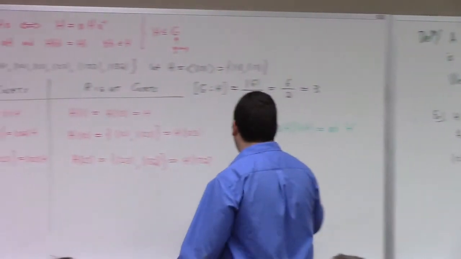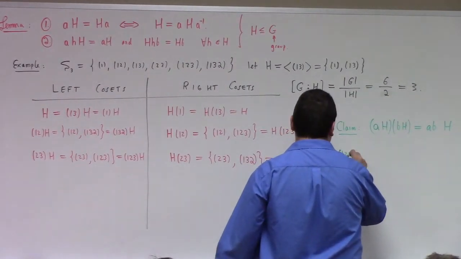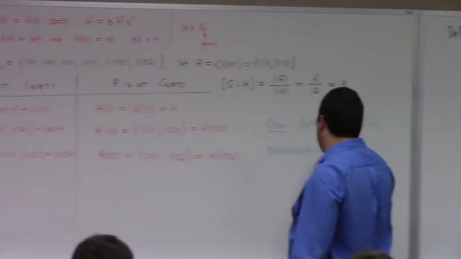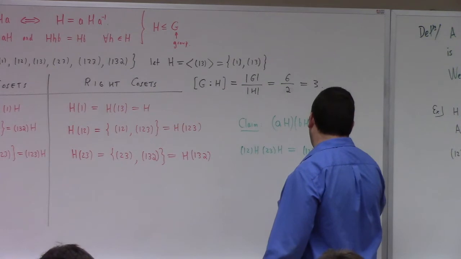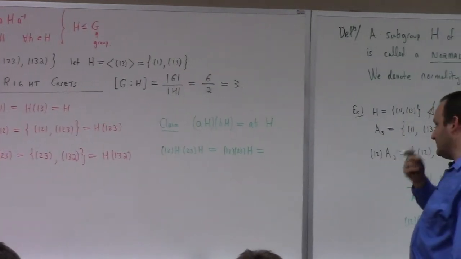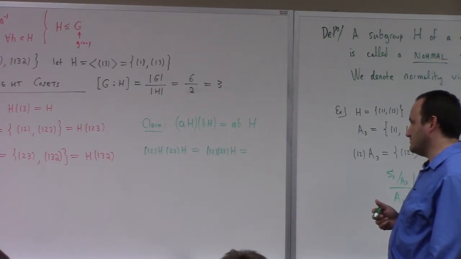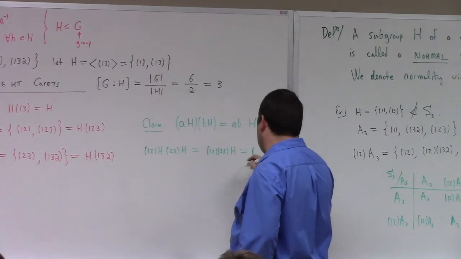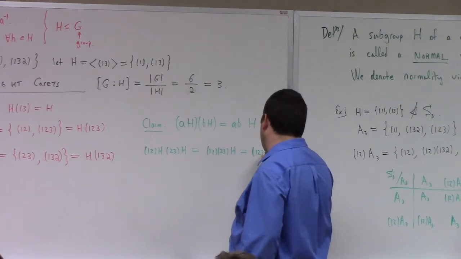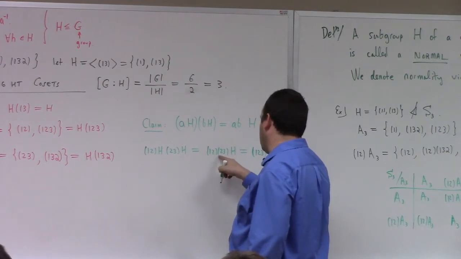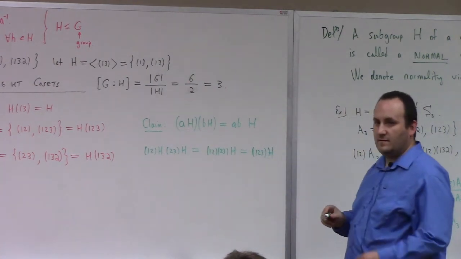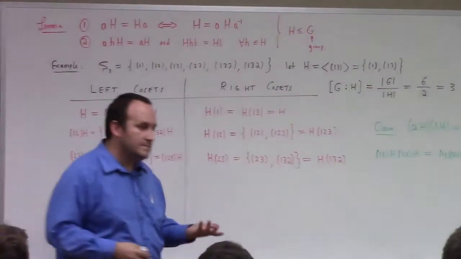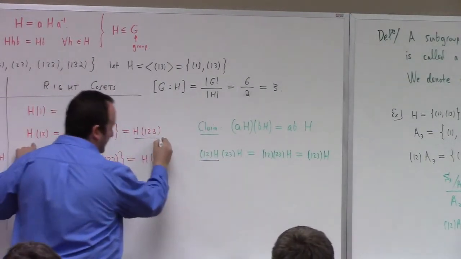So, for example, I could multiply (1 2)H times (2 3)H, and that would give me (1 2)(2 3)H, which would be what? Is this (1 2 3)? Let's see, 1 goes to 2, 2 goes to 3. Yeah. So it's (1 2 3)H, right? Now, that's not the only way to represent those cosets, right? (1 2)H is also what? This is equal to that, right?